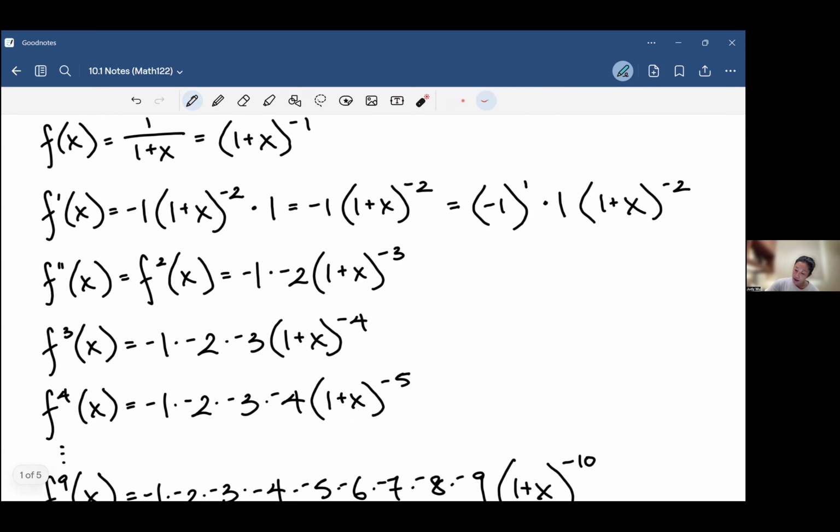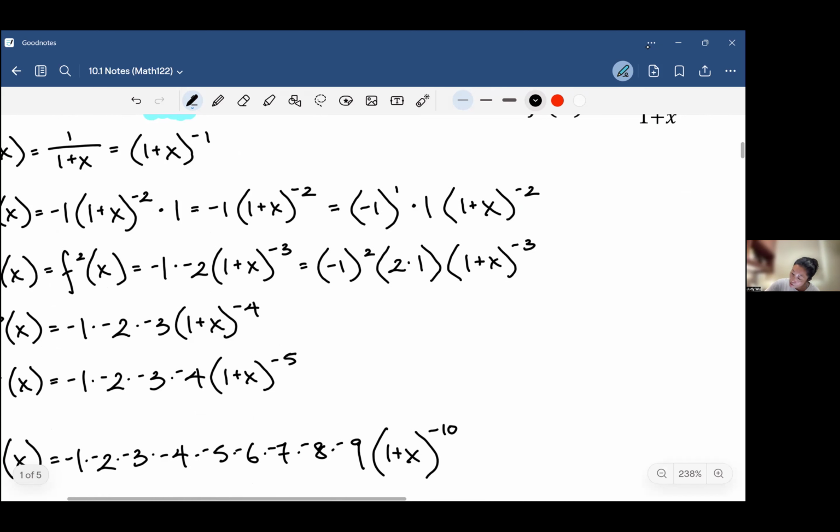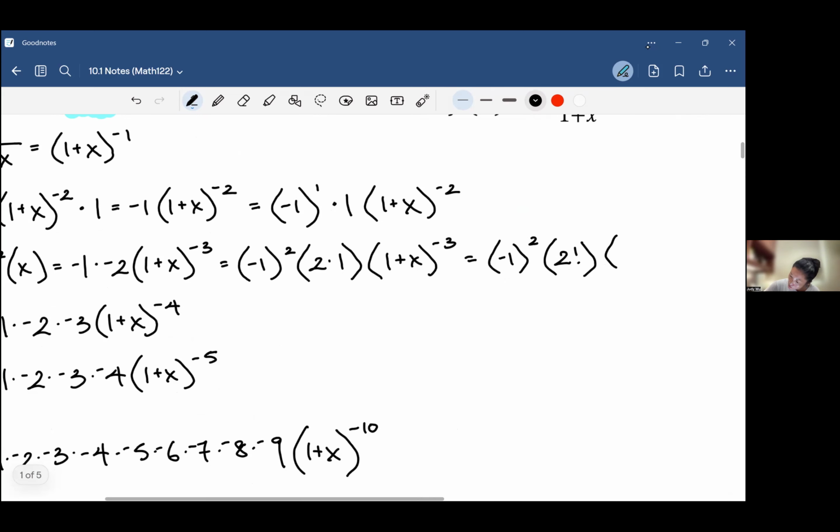All right. Now, for the second derivative, I'm going to take a -1 out of the first term, and I'm going to take a -1 out of the second term. This is going to give me -1 squared times 2 times 1 times 1 plus x to the -3. Okay. How can I write that using our factorial? I can write -1 squared times 2 factorial times 1 plus x to the -3.